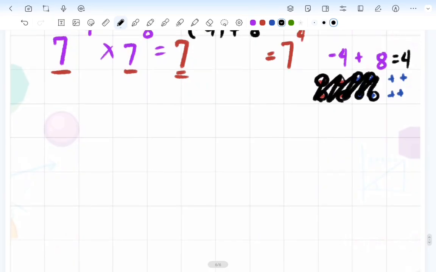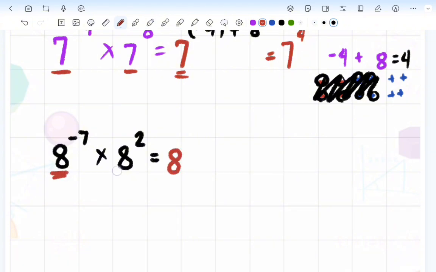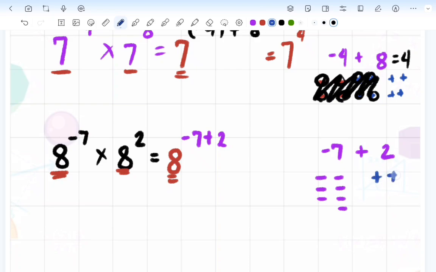Let's have another example, the last example for this one. Let's say 8 power negative 7 times 8 power 2. We are going to copy the base since they are the same base, 8, power negative 7 plus 2. So we can do the same one again. Negative 7 plus 2: 1, 2, 3, 4, 5, 6, and 7 negatives. And then we have positive 1, positive 2. Pair them up: one positive, one negative, one positive, one negative, and only the negatives don't have a pair, which is 5. So our answer will be 8 power negative 5.